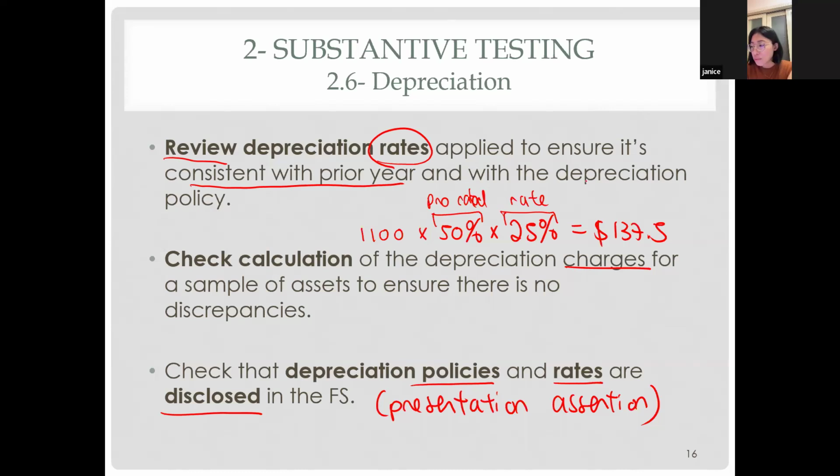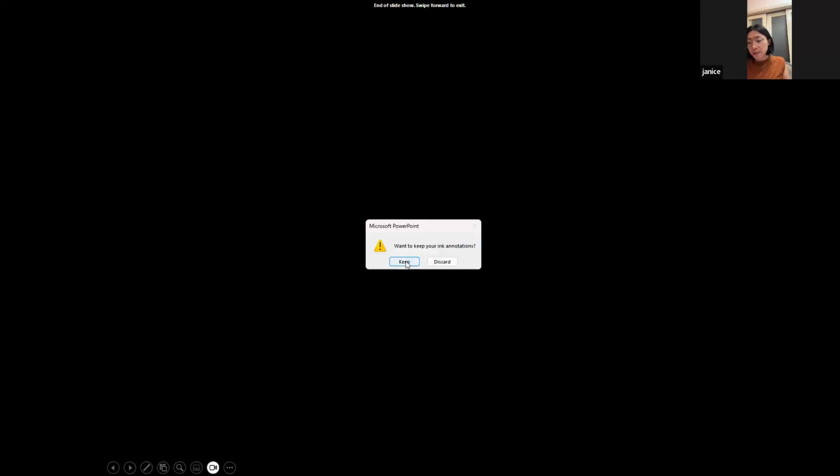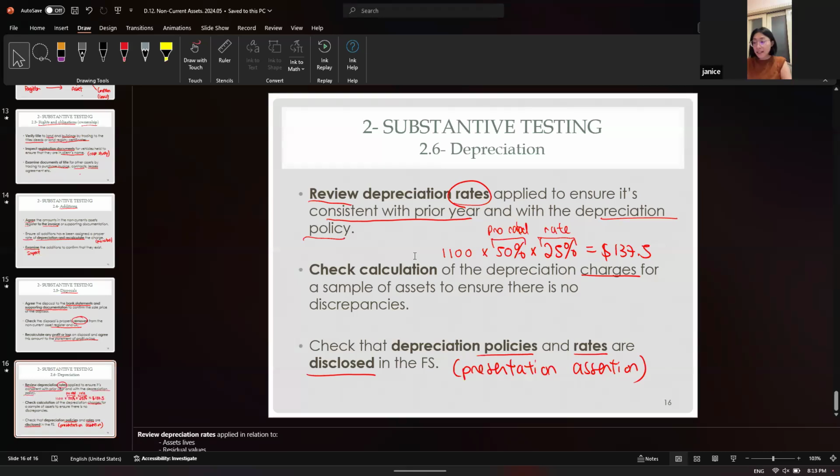All right. And we also need to make sure it follows the policy. For us, it has to be between 4 and 10 years. Okay. It has to be straight line. So those are everything we need for depreciation and for the non-current asset in total.